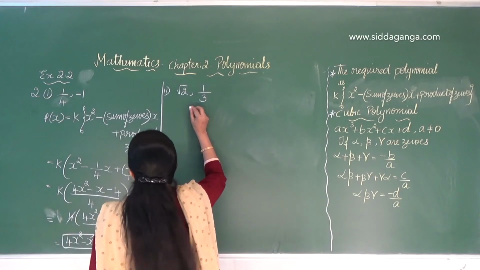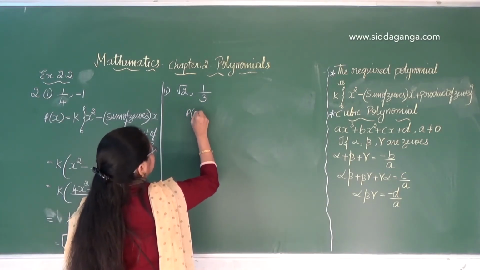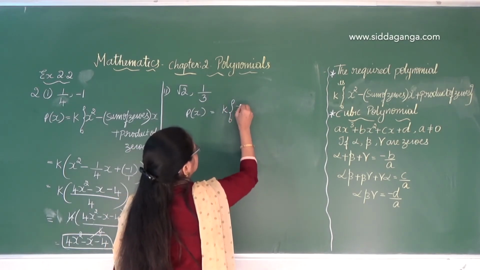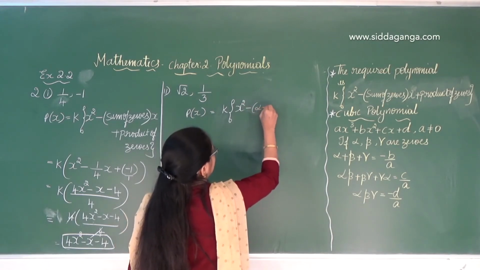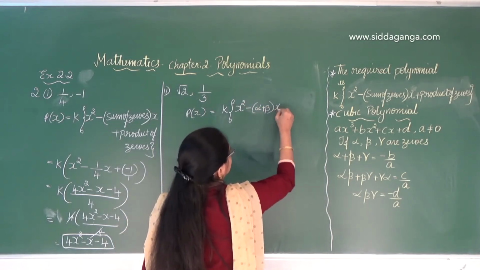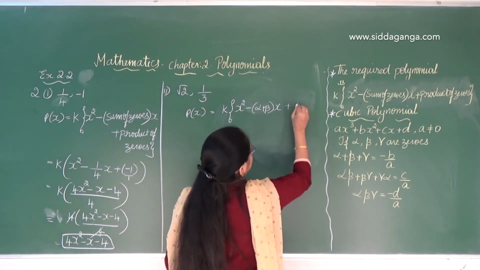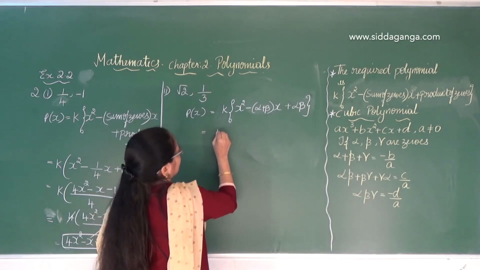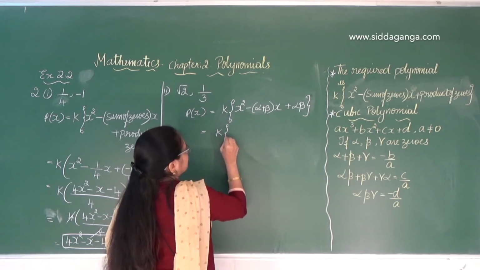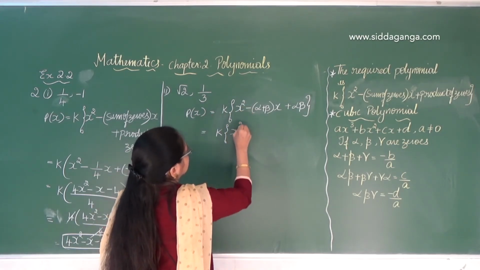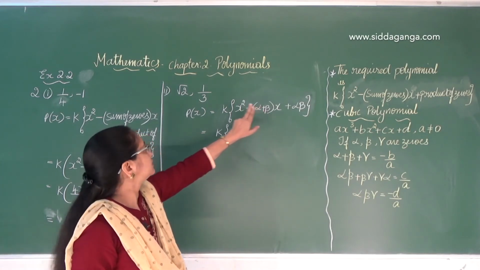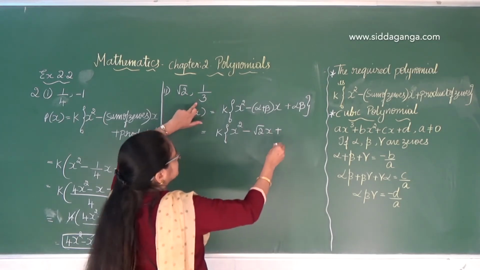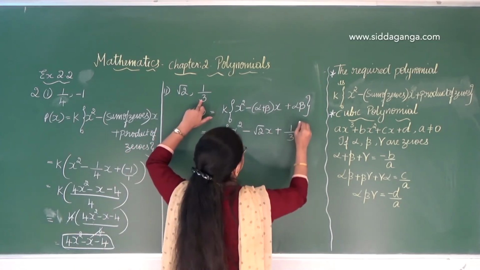So again you write the formula. The required polynomial is, I will write in the short form, x square minus, so if you take alpha and beta as the zeros, you can write like this also, plus alpha beta. Now what is x square here? x square minus, what is alpha plus beta? Alpha plus beta is root 2 x plus product of the zeros is 1 by 3.